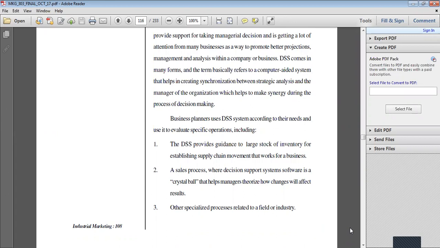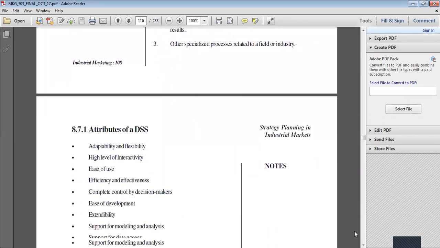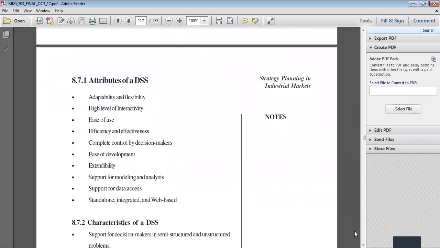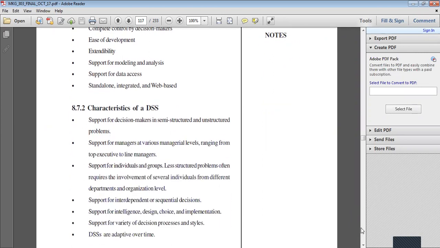Second, a sales process, where decision support system software is a crystal ball that helps managers theorize how change will affect results. Third, other specialized processes related to a field or industry. Next slide: the attributes of a DSS are reliability and flexibility, a high level of interactivity, efficiency and effectiveness, complete control by decision makers, ease of development, extendability, support for modeling and analysis, support for data access, and being standalone, integrated and web-based.